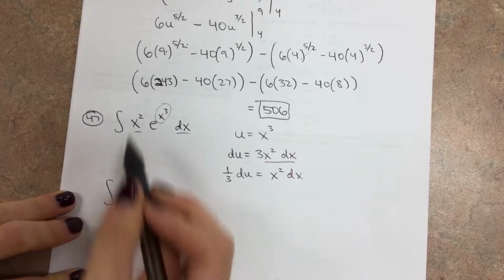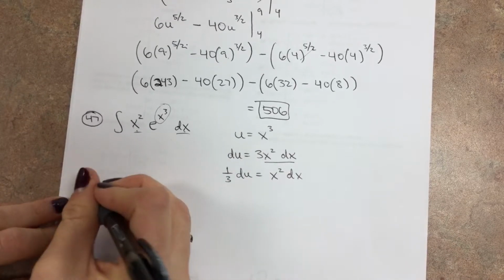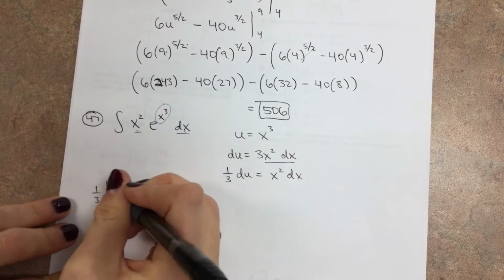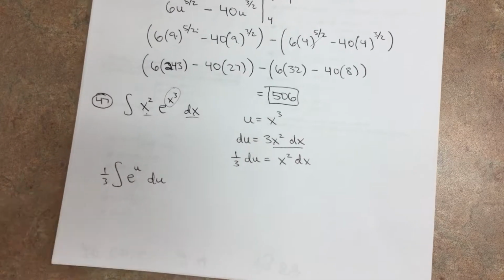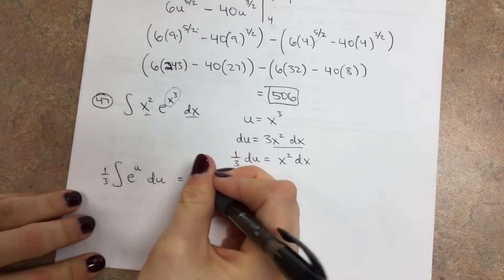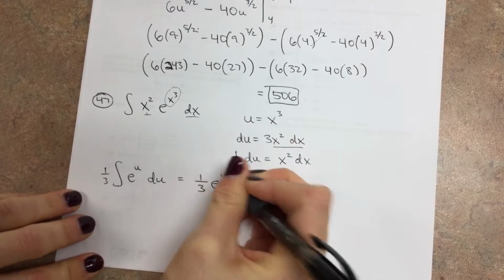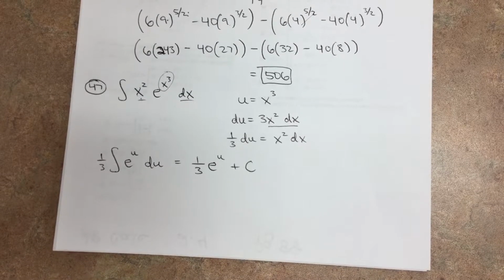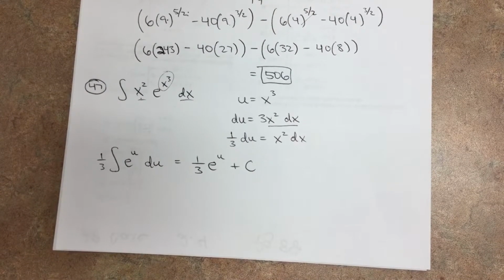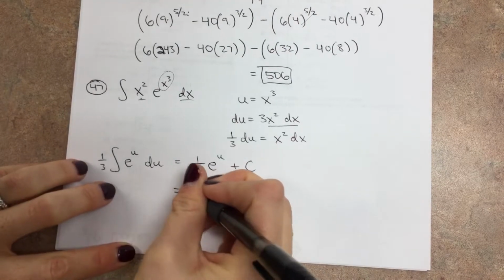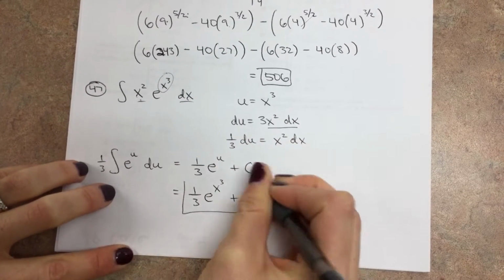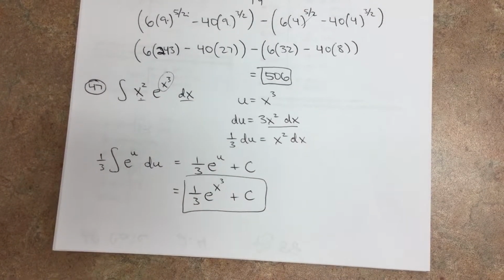So sub everything in. My x squared dx is going to get replaced with a 1/3 du, and my x cubed right here is going to get replaced with a u. So it becomes this very simple integrand. The antiderivative of e to the u is just e to the u. And don't forget your plus c when you're doing indefinite integration. The plus c will be worth a point on the test. So if there's a whole bunch of these, you don't want to lose like 4 or 5 points for forgetting your plus c's. That would be very sad. Final answer, replace the u back with the x cubed, and that would be your final answer for number 47.